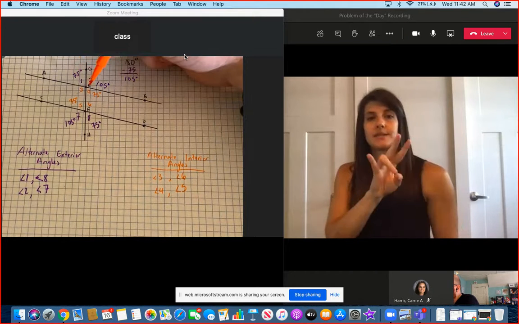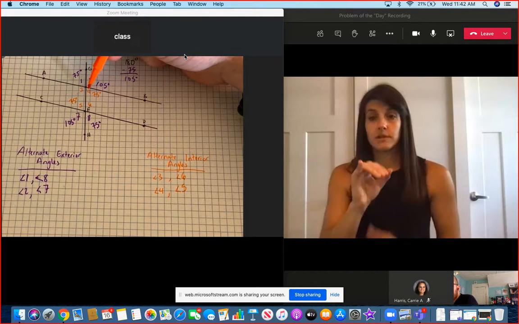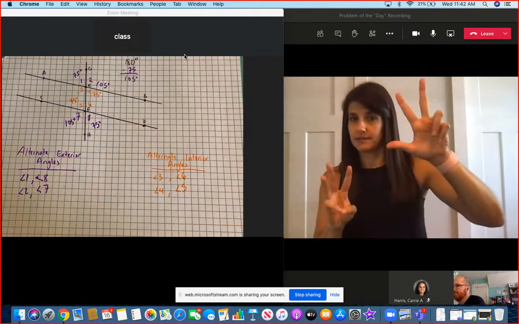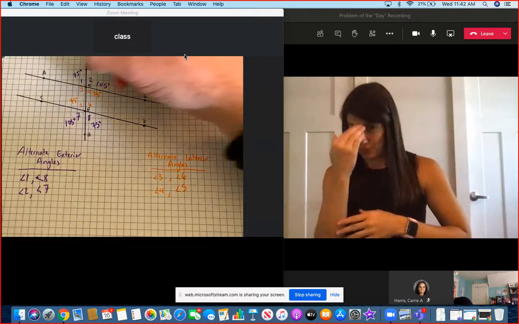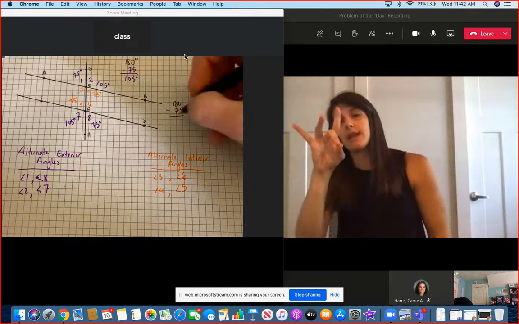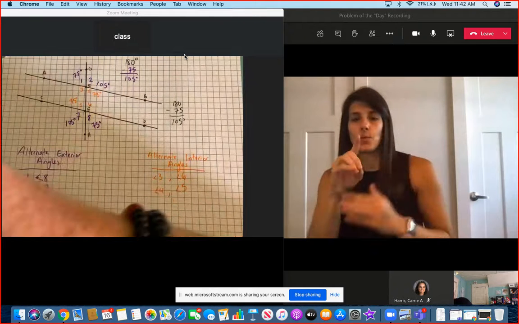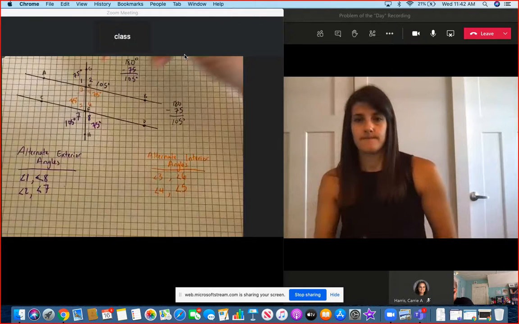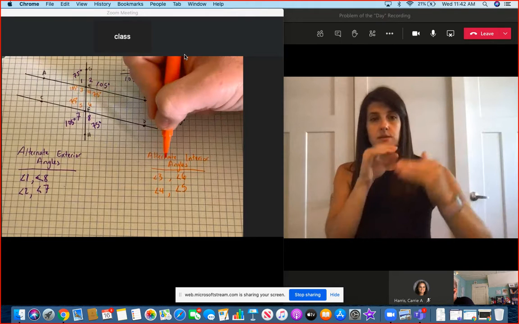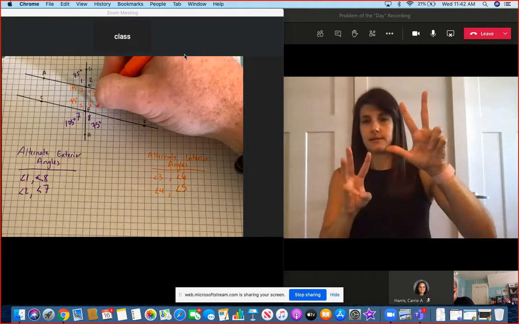To find the angles for 3 and 6, we can use our knowledge of 180 degrees as a straight line again. 180 minus 75 will give us 105 degrees. So angle 3 would be 105 degrees. 3 and 6 are alternate interior angles. This will also be 105 degrees.